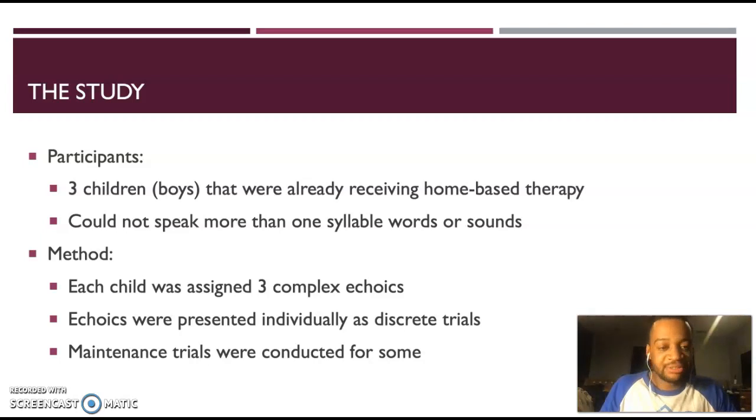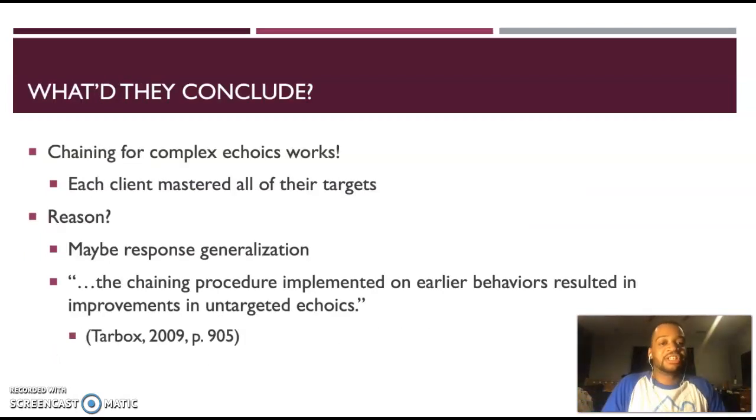What did they find? Chaining worked. Each client was able to master all of their targets. It took some longer than others. However, at the end of the study, they were all able to master all their targets.